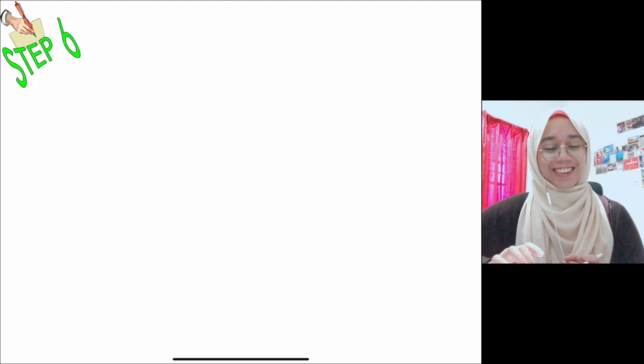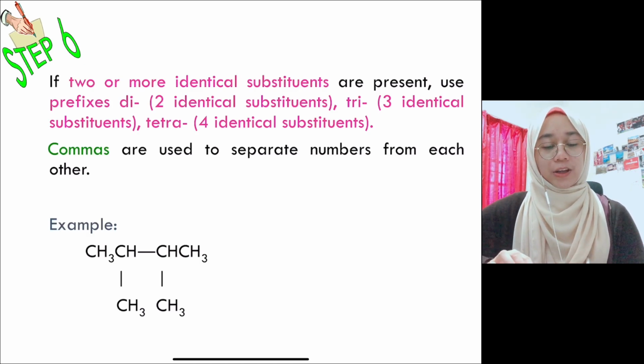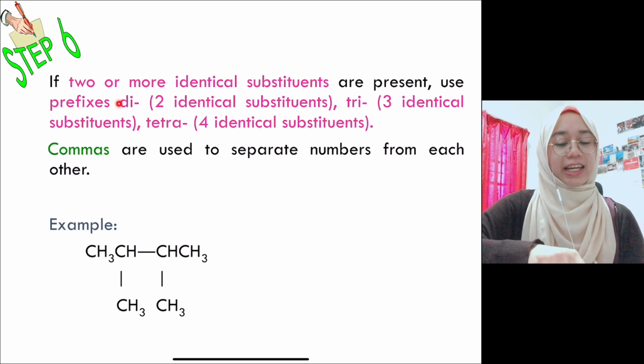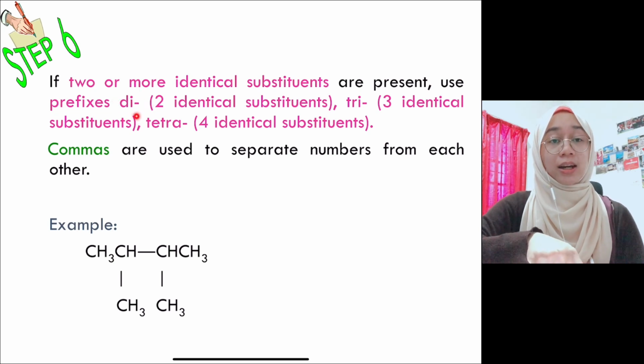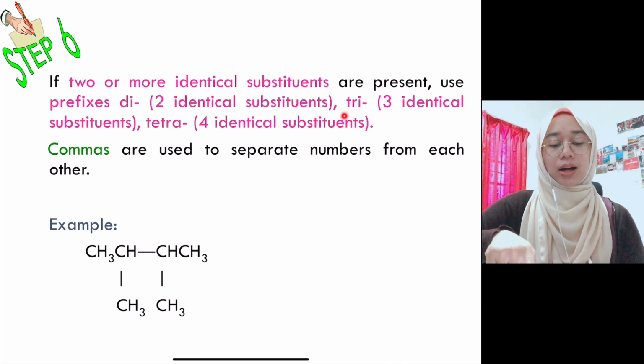Okay, so now if 2 or more identical substituents are present, use the prefix. So here you need to use a prefix. If both are methyl, it means you have to use dimethyl, showing that there are 2 methyl groups. And if there are 3, tri. If 4, tetra. And so on.